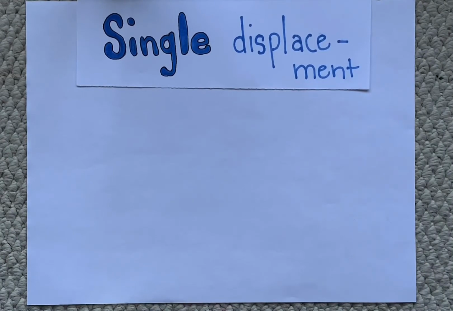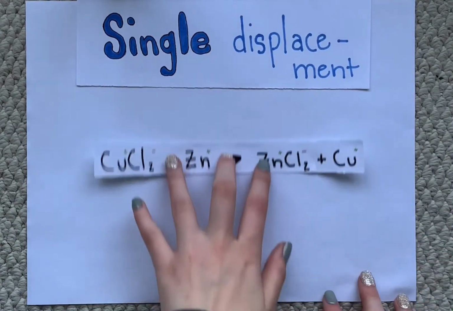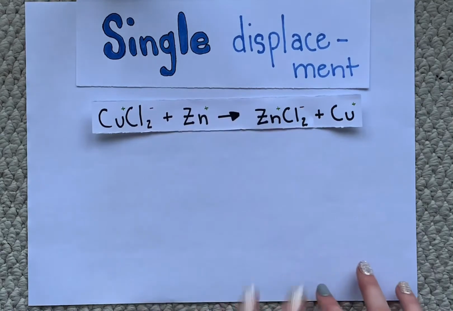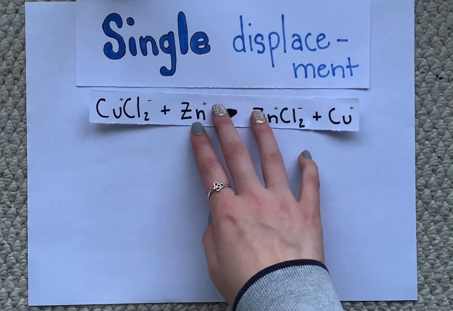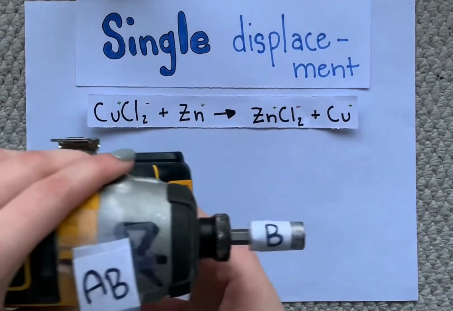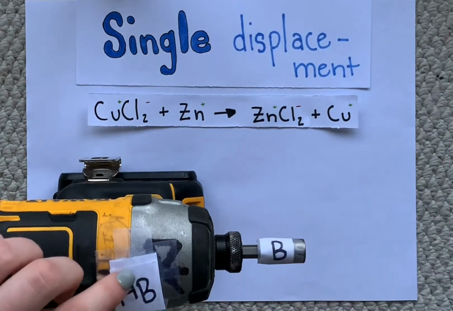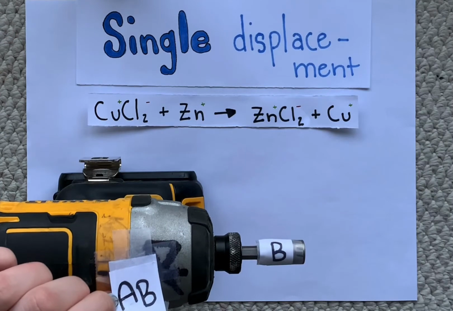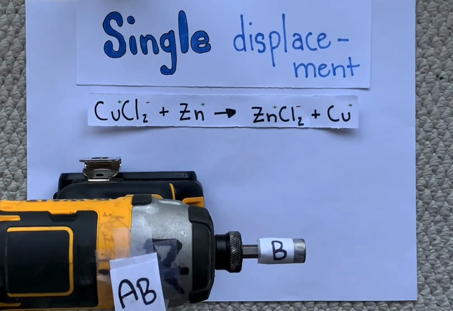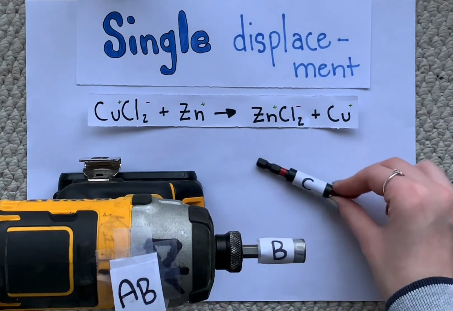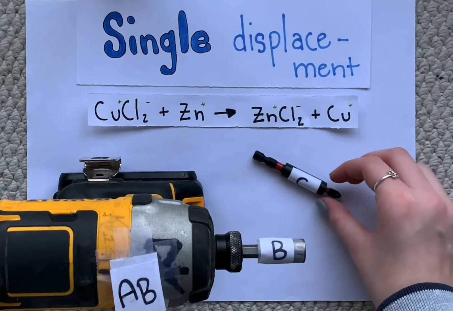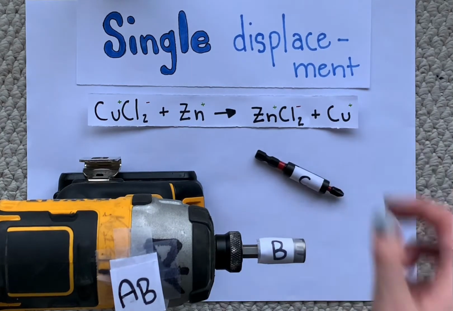So now that we're starting to grasp the concept of this formula, let's go ahead and add some real elements in there. So we're starting off with our copper 2 chloride, which is being represented by AB compound, and our zinc, which is all by itself, represented by this lonely little drill bit.